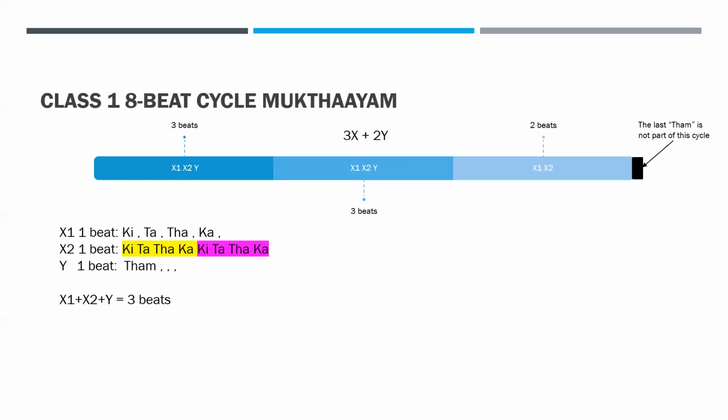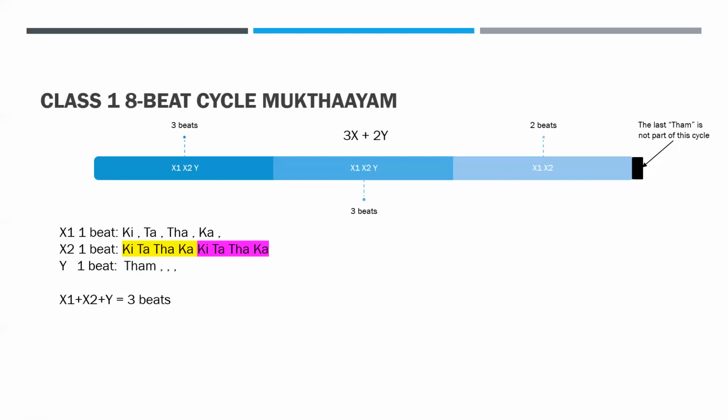What you need to understand is that kitataka, kitataka, kitataka, tam is the Y part. The second X1, X2, Y is also kitataka, kitataka, kitataka, tam. In the third, you say kitataka, kitataka, kitataka, tam, but that last tam I'm noting as a black to say that the cycle is over. That tam is the summum of the next cycle. You can say it as a tam, but for clarity I will call it finish. You finish it with a tam, but that tam is not part of this Adi Talam cycle, because Adi Talam has only 8 beats.